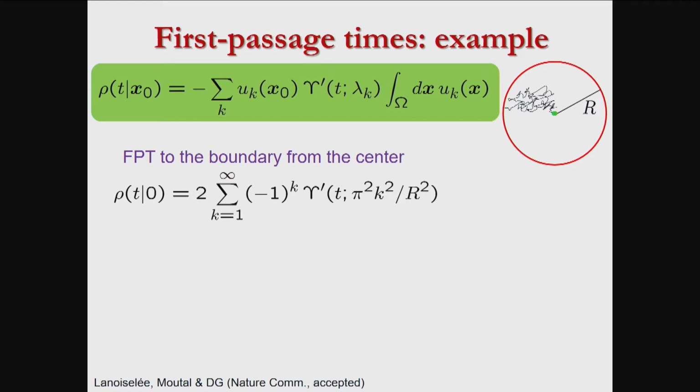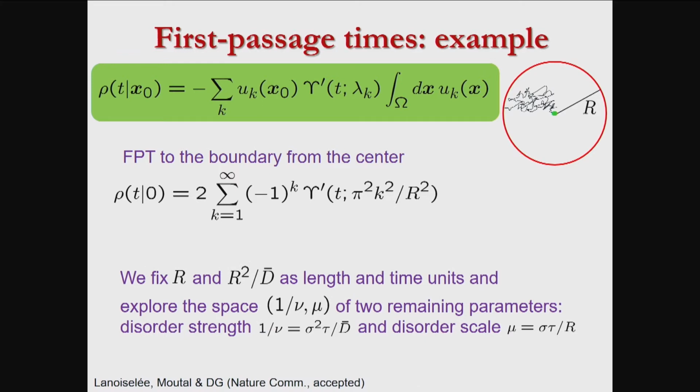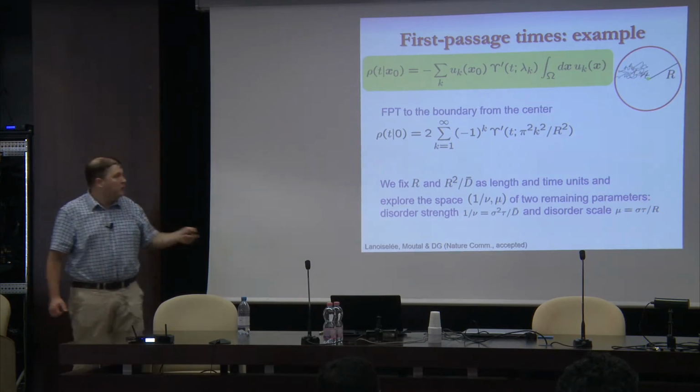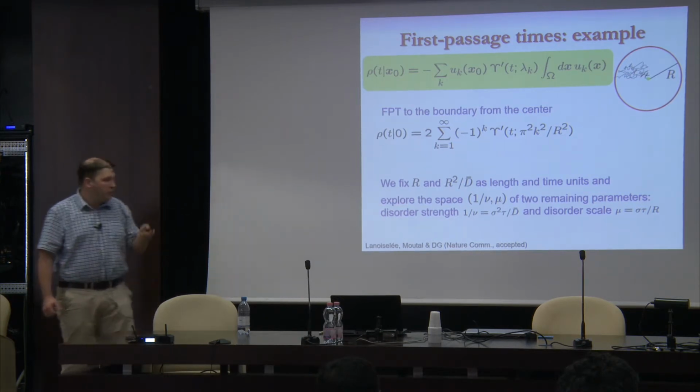The first passage time density looks very explicit. It's just a series, and again, the epsilon function is explicitly known. It's exactly the same as before. So what I will do, I will fix two parameters, which are essentially length and time scales, and I will explore the space of two other parameters, which are essentially the disorder strength and the disorder scale. The disorder scale I will renormalize by R to get a dimensionless quantity. So it will be an analysis in this space of two parameters.